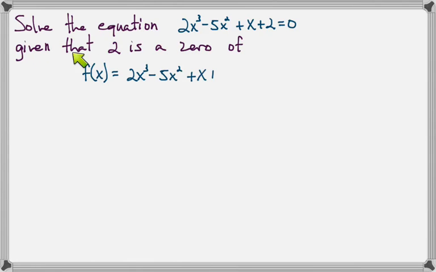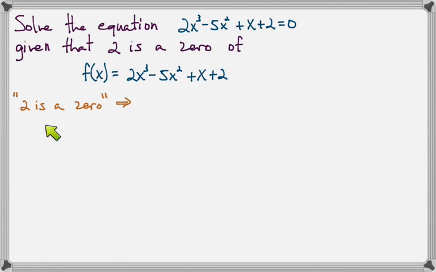Solve the equation given that 2 is a 0 of this function. But notice this function is the same as the left side of the equation. So really, 2 is a 0 here is the same thing as saying that 2 is a solution of our equation. They're interchangeable.